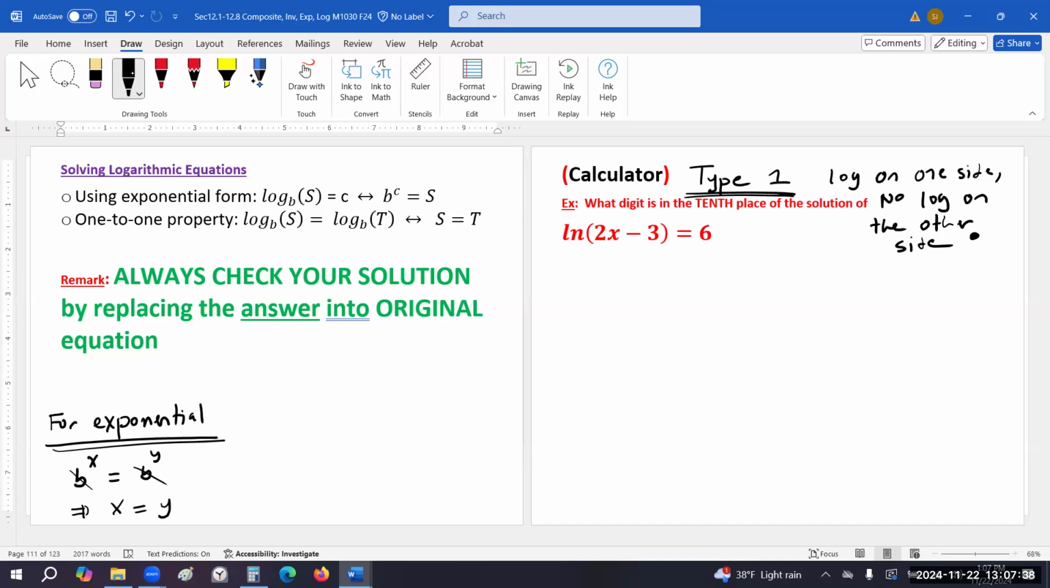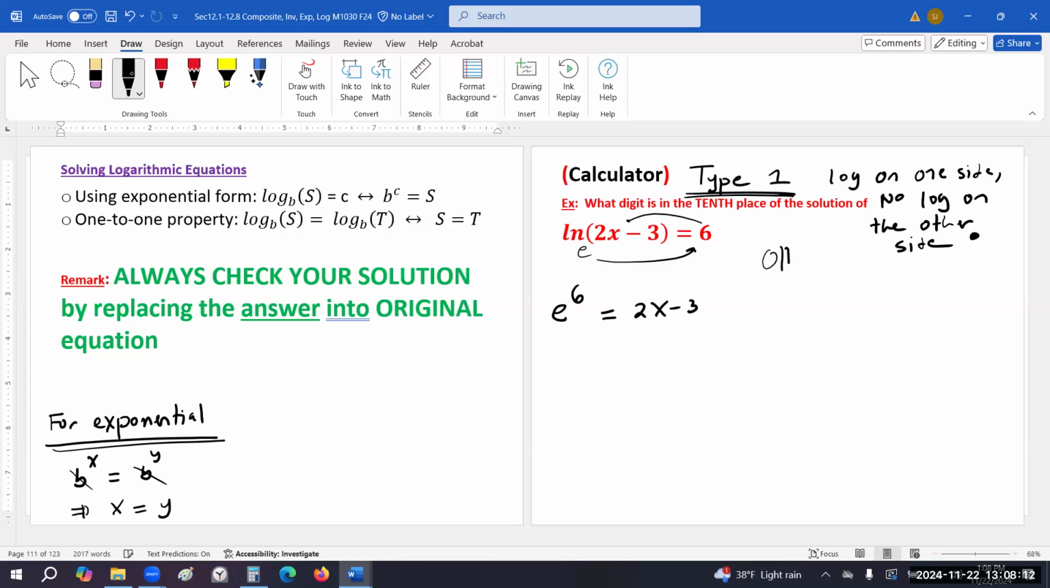But ln doesn't have any visible base, right? So what is the invisible base for ln? It's e. 10 is for the normal log, but for ln, it's an invisible e. So we have an invisible e here, so we convert that into exponential. We get e to the 6 equals 2x minus 3.